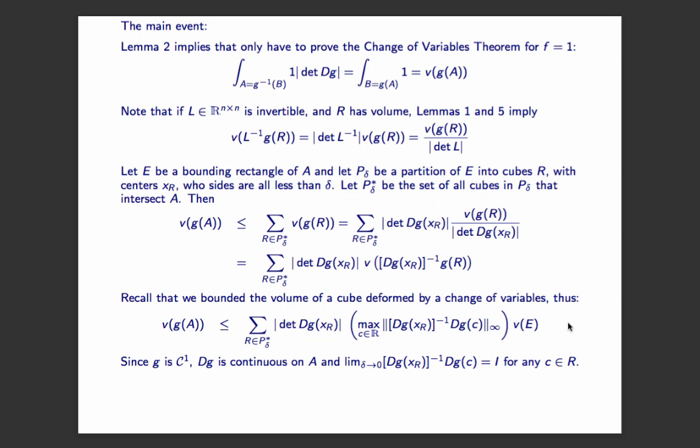Now remember, I assumed that g is class C1. That means that the derivative of g is continuous. Therefore, if I take the limit as the size of R goes to 0, in other words, I take the limit as delta goes to 0, then every value in my partition cube will shrink down to the center point, x_R, and I'll get the identity because I have the inverse of a matrix times this in the limit.